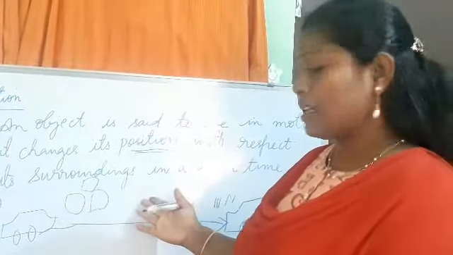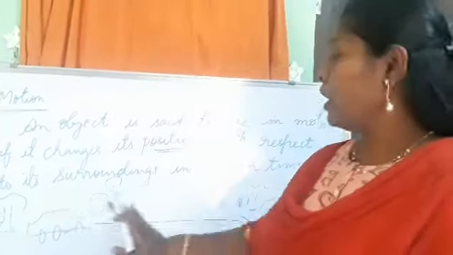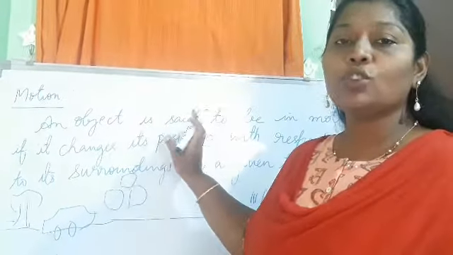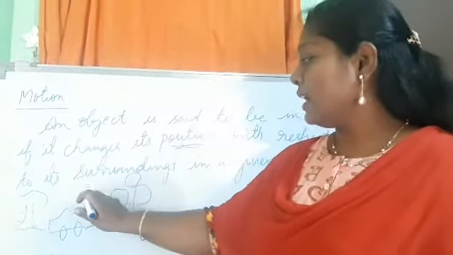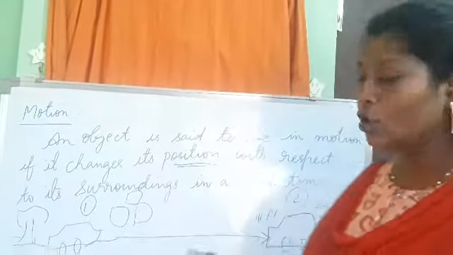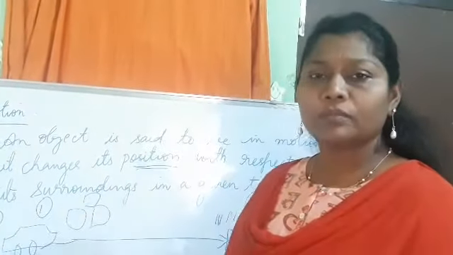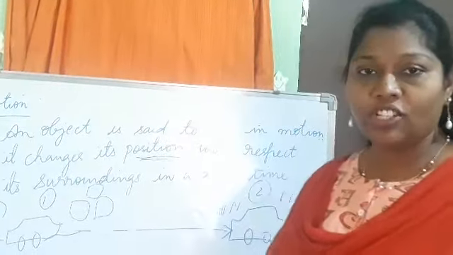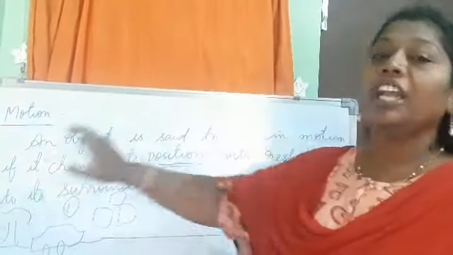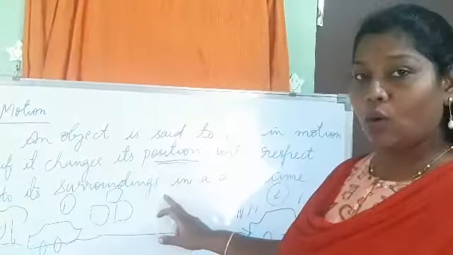So when you compare to the surroundings, now you can clearly say that at a given interval of time or a given period of time, the car has moved with respect to the surroundings from this place to, let us say this is point 1 and this is point 2. So the car has moved from point 1 to point 2 when compared to the surroundings and also a given amount of time. Okay children. So an object is said to be in motion if it changes its position with respect to its surroundings in a given time.